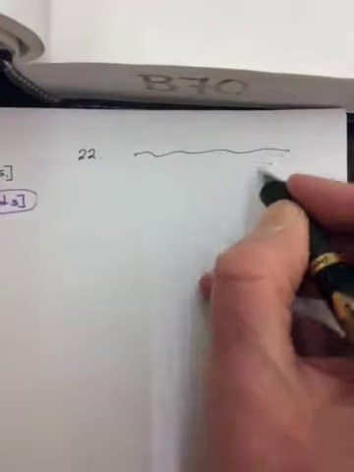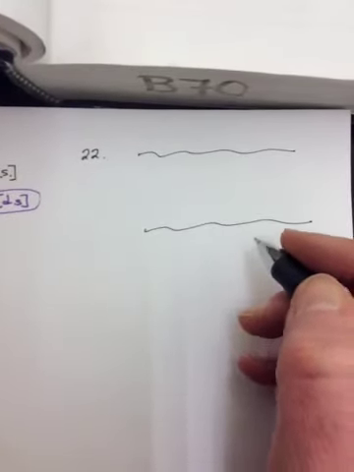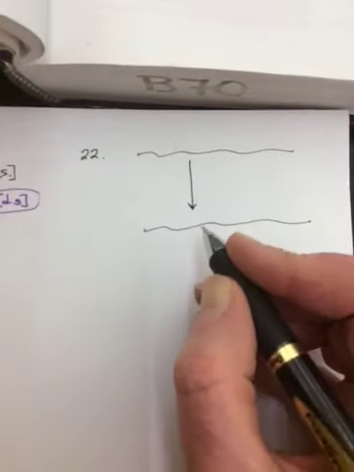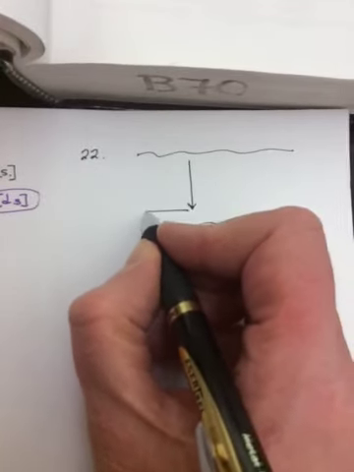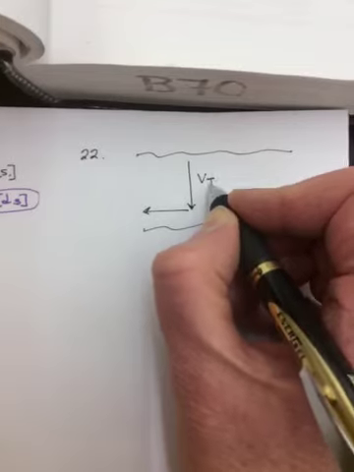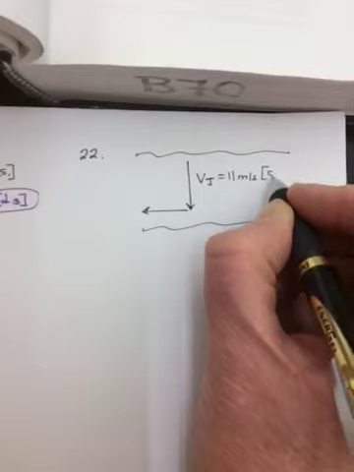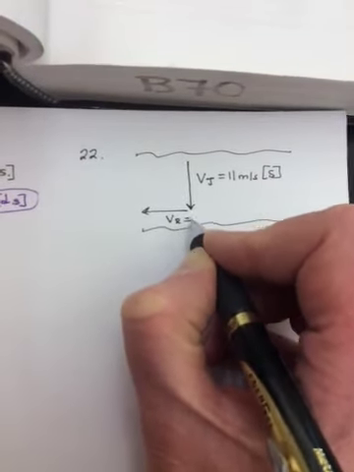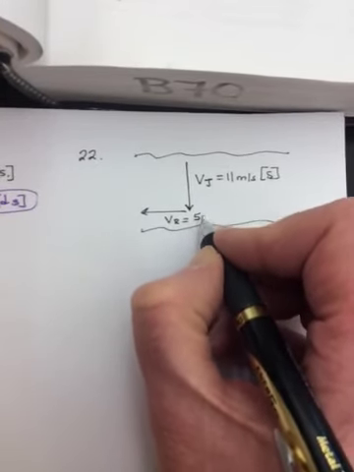Number 22 is a little bit different, because this time a jet ski goes across a river at 11 meters per second relative to the water. So here's my river, and it says the jet ski dude is going south, so he's going this way. And it says that the river is flowing west. So the river's flowing this way. So this is the V of the jet ski, and it's 11 meters per second south. And this is the V of the river, or the water, and it is 5 meters per second west.